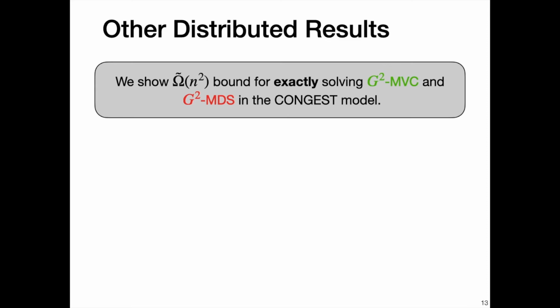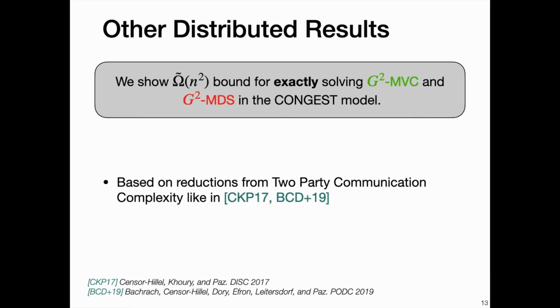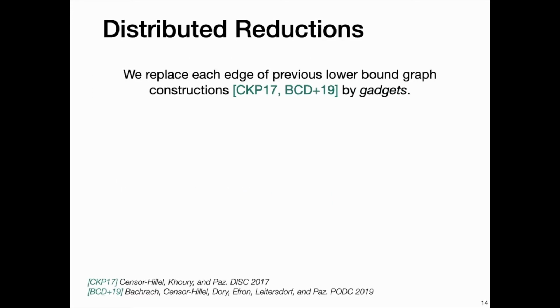We also show quadratic lower bounds for exact computations of G squared MVC and G squared MDS in the CONGEST model. These lower bounds, as well as the approximate G squared MDS lower bound, are based on reductions from two-party communication complexity, like in the previous work. At a high level, our lower bounds are obtained by replacing each edge of previous lower bound graph constructions by gadgets which allow us to reduce the solution in G squared to a solution in G.